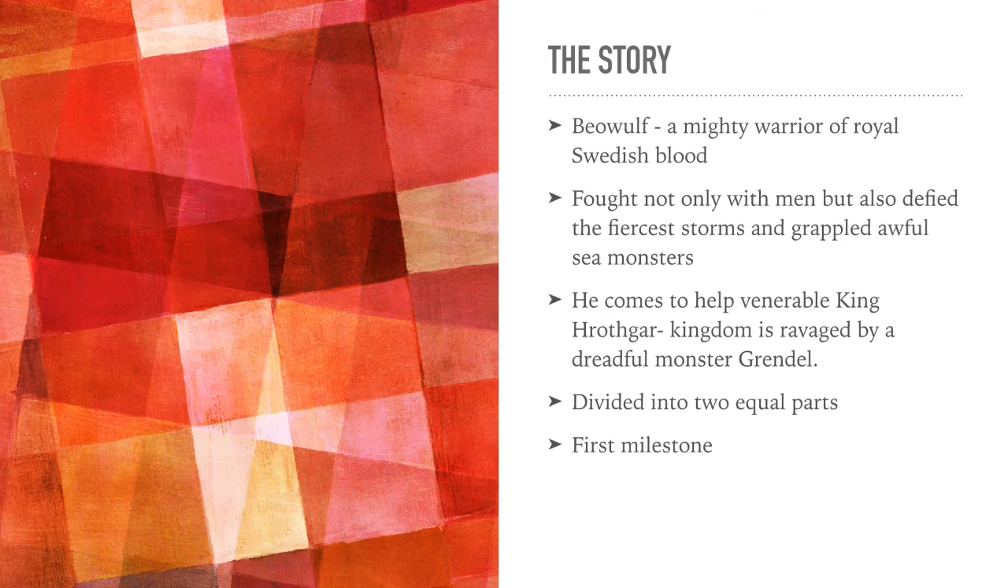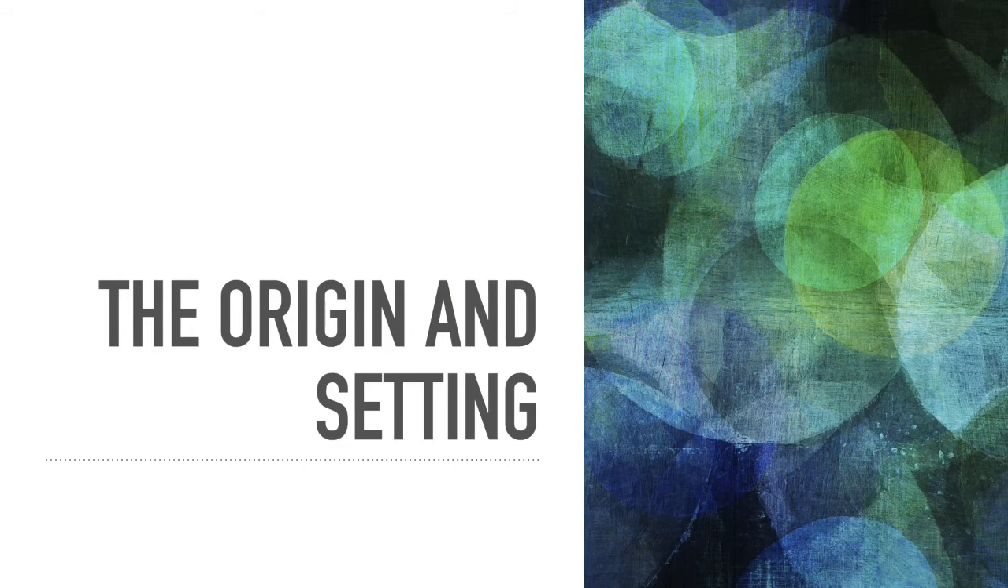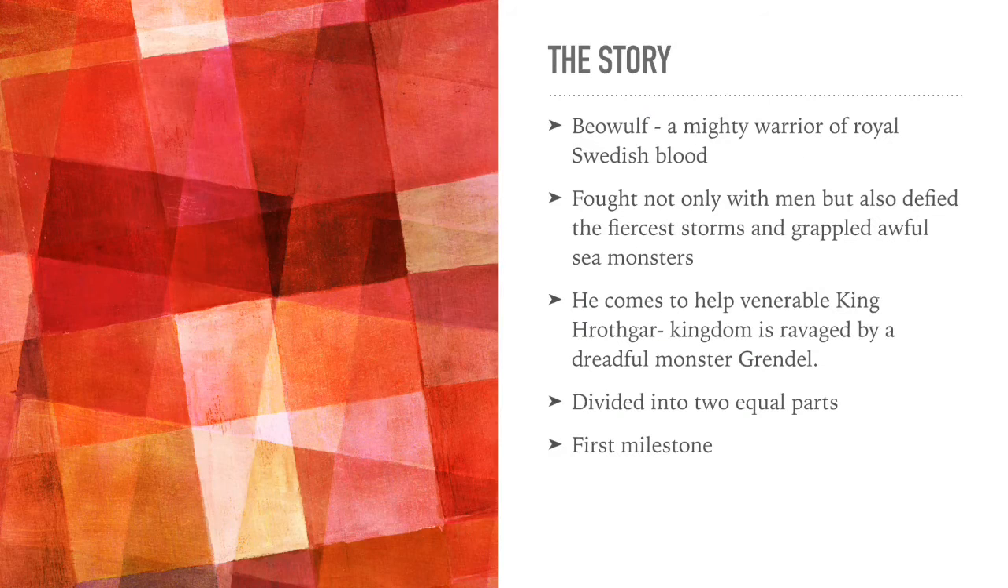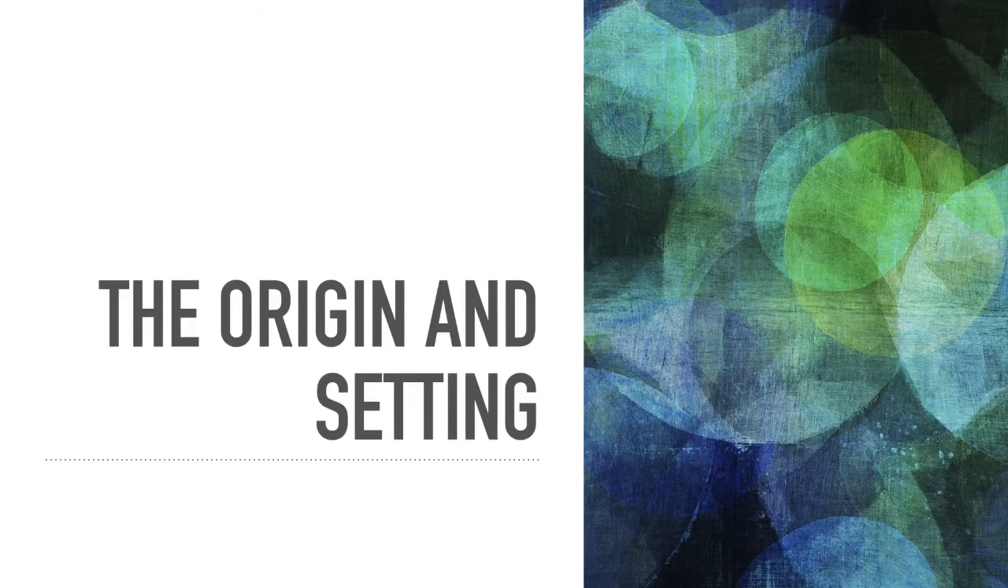The epic Beowulf tells the story of a mighty warrior of the same name. He was of Swedish blood, and he has fought not only with men but also defied the greatest storms and grappled awful sea monsters. In the epic, he comes to help the venerable king Hrothgar when his kingdom was ravaged by a dreadful monster known as Grendel. Beowulf defeats this monster.